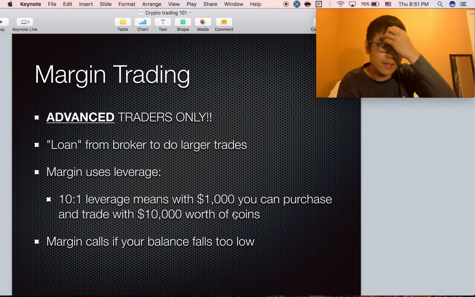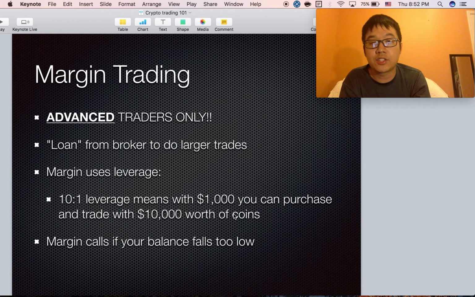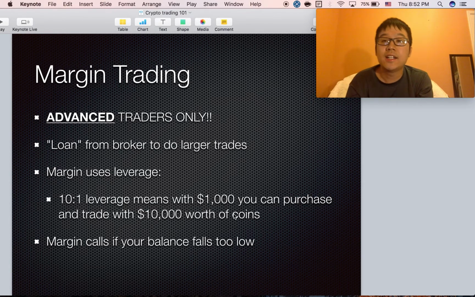The risky part, though, is that if you bet the wrong way, brokers can margin call you if the value of your margin account gets too low, and then they can just forcefully sell off all your coins in order to pay them back. And so if there's like a really quick flash crash, that could happen if you're trying to bet that it goes up, and then you'll just lose a lot of money.